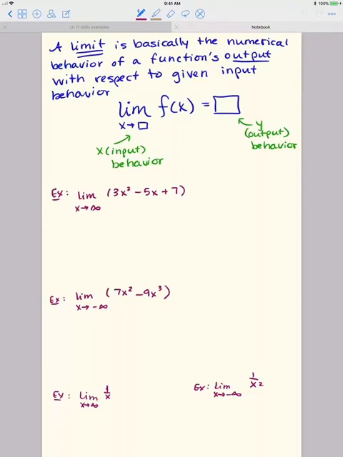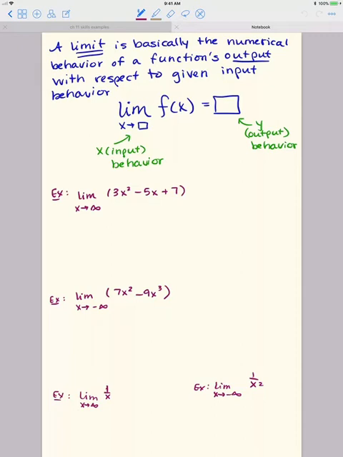This video is going to present some ideas on limits. So limits, in a nutshell, are basically going to be the numerical behavior of a function's output, like what the graph does with respect to y values, with respect to given input values. So, as x gets really big, as x gets really small, as x goes to a number, what does the graph do? What does the function behavior do? And that's different for different functions.